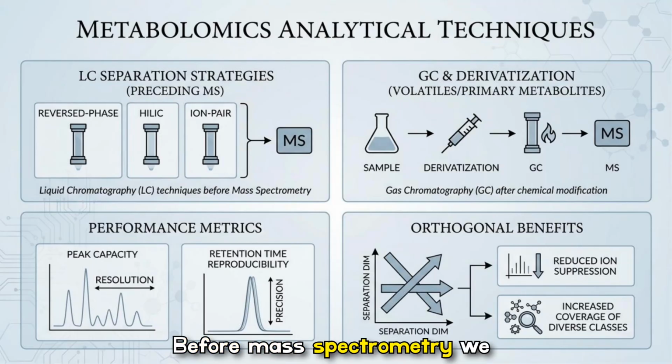Before mass spectrometry, we separate metabolites using liquid chromatography strategies like reversed phase, HILIC, or ion pairing. And for volatile compounds, we use derivatization, followed by gas chromatography. Good separation boosts peak capacity and retention time reproducibility, while orthogonal approaches reduce ion suppression and increase coverage across diverse chemical classes, giving a more comprehensive and reliable snapshot of the metabolome.